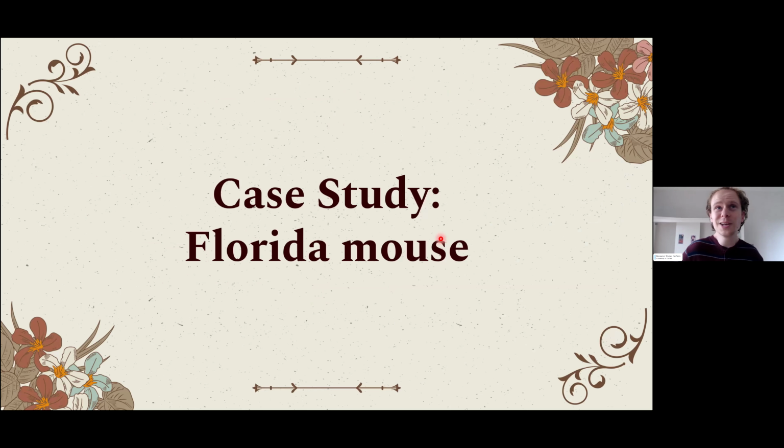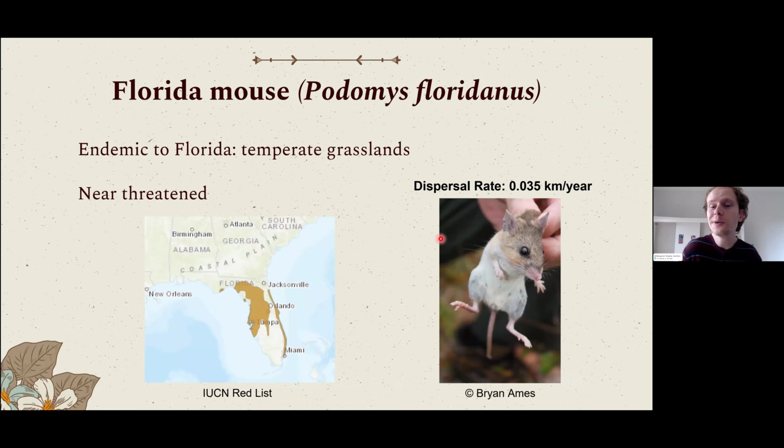So now I've talked about two aspects, very briefly, that might improve our understanding of how species shift their ranges. I'm going to apply them to a case study of the Florida mouse. The Florida mouse, Podomys floridanus, is a species of mouse that is endemic to Florida, but in particular to the temperate grasslands of central Florida. It's near threatened globally, but it's also just rare. It's not very common even within its species range, and it's got a very slow dispersal rate of only about 0.03 kilometers per year, which makes it kind of an interesting case study to look at here.